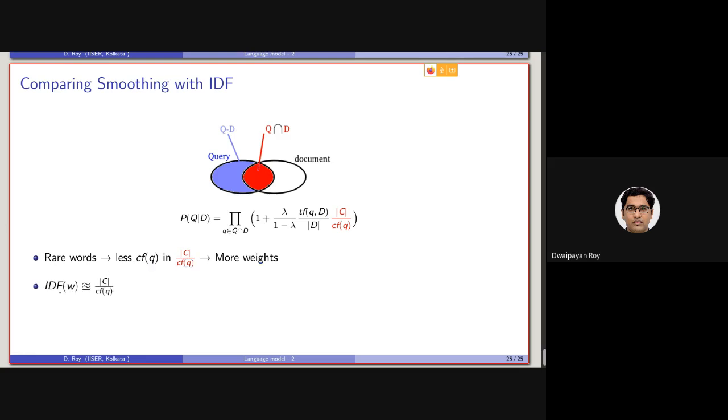As I was saying, IDF is kind of equivalent to this notation, although the actual IDF formula is the inverse of document frequency. The document frequency of the term is this, and its inverse is N by DF. Here it is C by CF. So essentially it is the TF, and this is approximately the IDF.